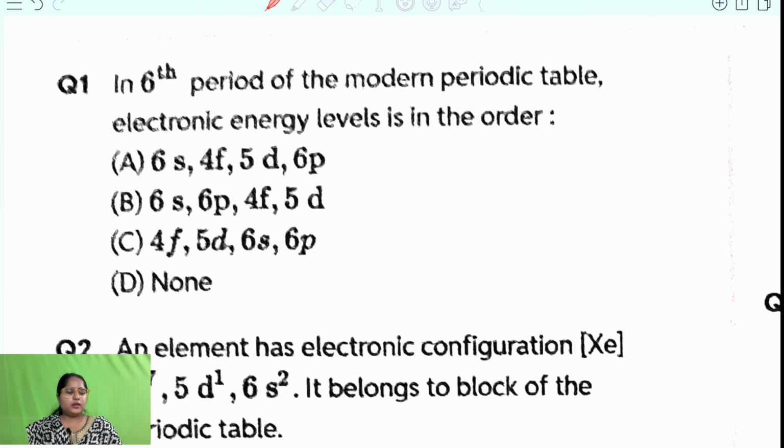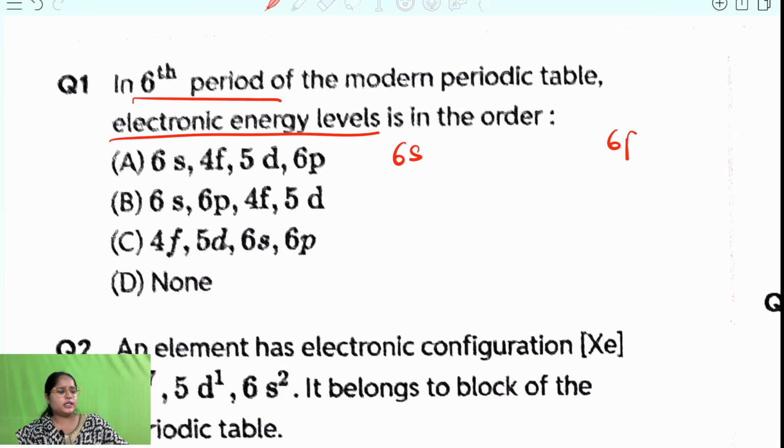Now let us see DPP number 3. Sixth period of the modern periodic table, electronic energy level will be? Just now I have told you, sixth period. So we will have our 6s, 6p. In between who will come? D and F. D will be 1 less, F will be 2 less. So we will have our 5d and then 4f.